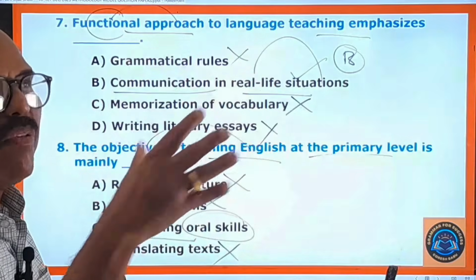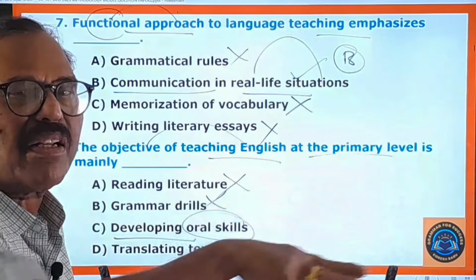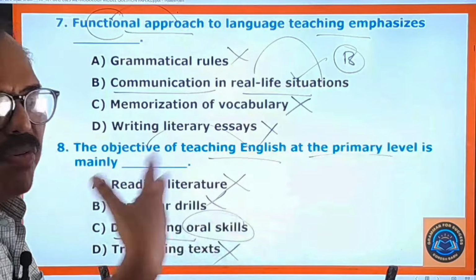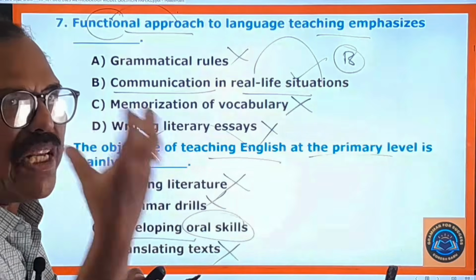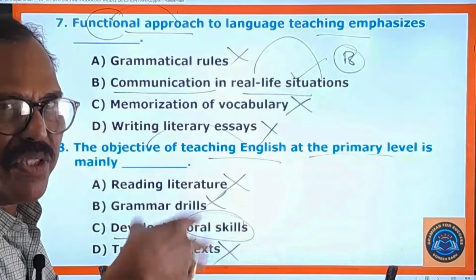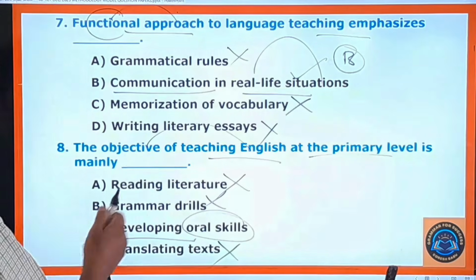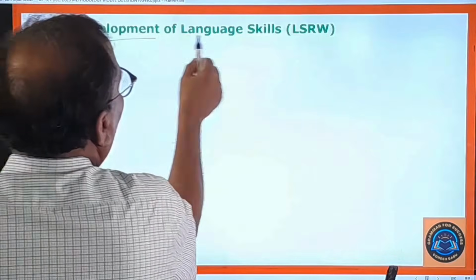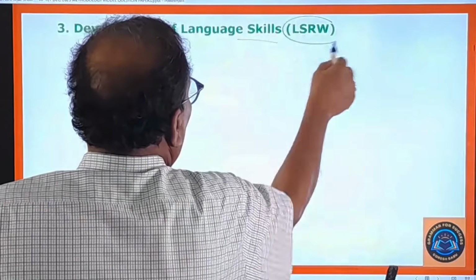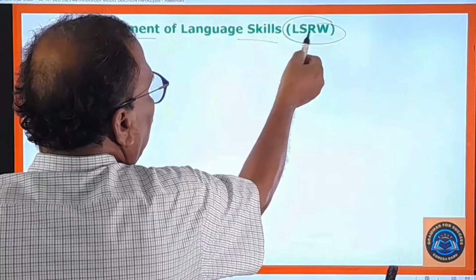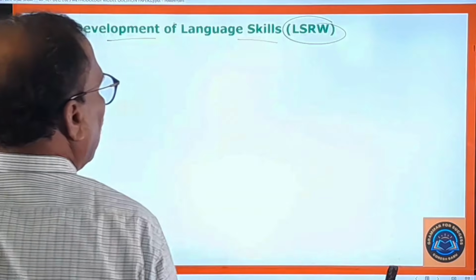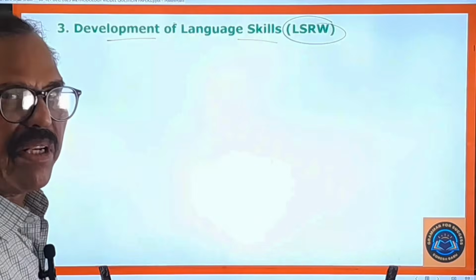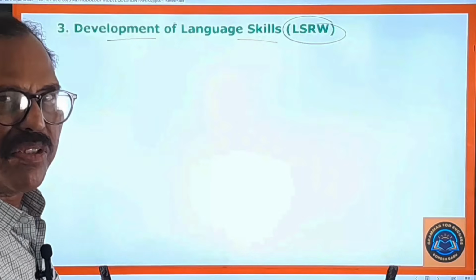What's your name? Who is your father? Like that. Where is your house? What is the address of your house? So all such small questions. Oral skills are to be improved in the little children. So that is why English is taught at the primary level. Development of language skills, LSRW: listening, speaking, reading, writing. So LSRW are called language skills. This is one of the topics that have been prescribed in your methodology syllabus.